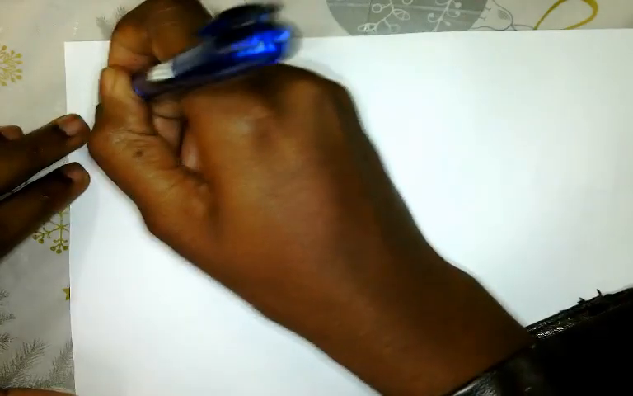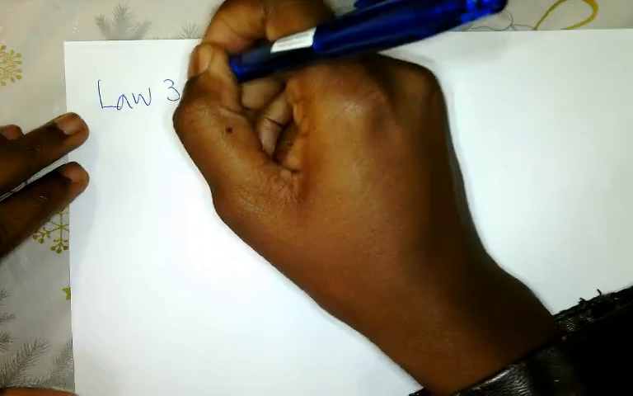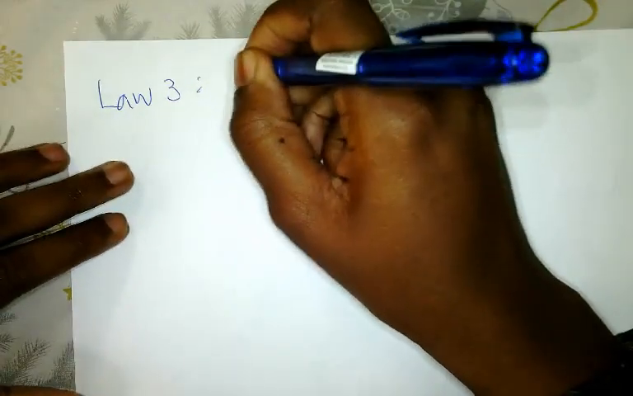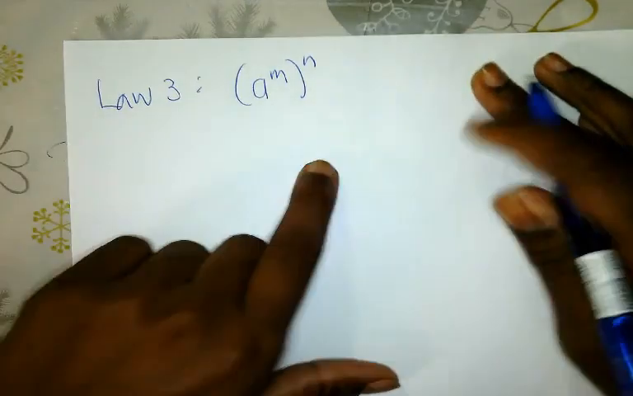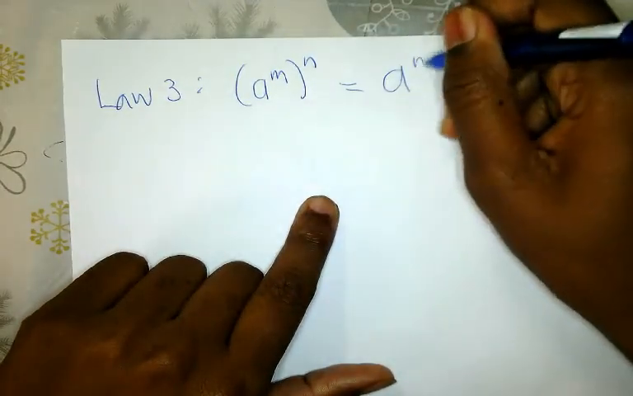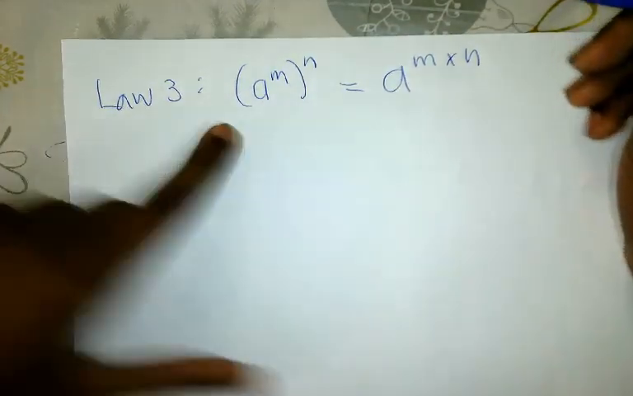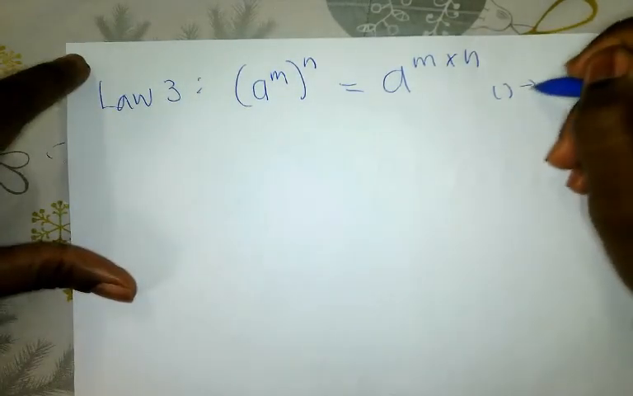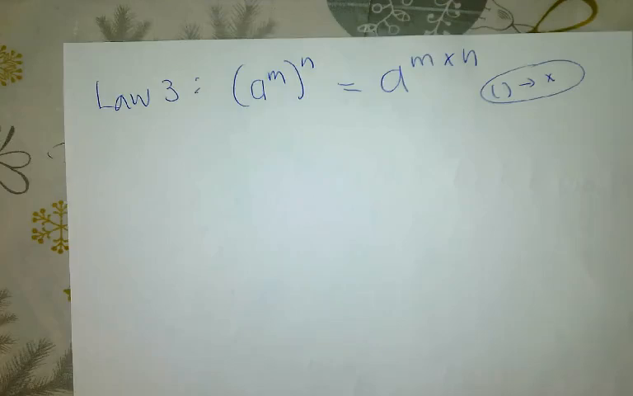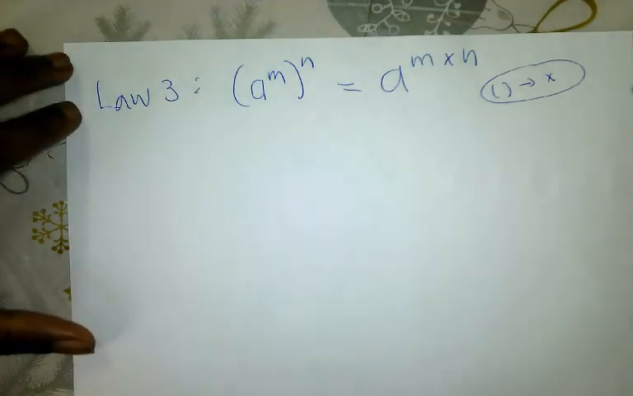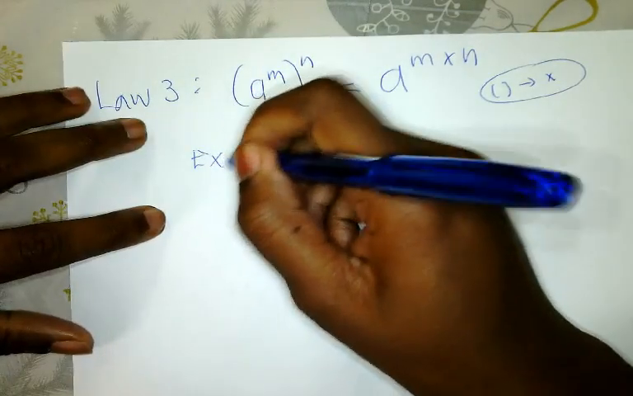Law number 3. Law number 3 says, if you have a power raised to a power, you multiply the exponents. So obviously from primary we know that a bracket means what? Times. So whenever you see a bracket, it means you're going to multiply the exponents. So an example will be what?